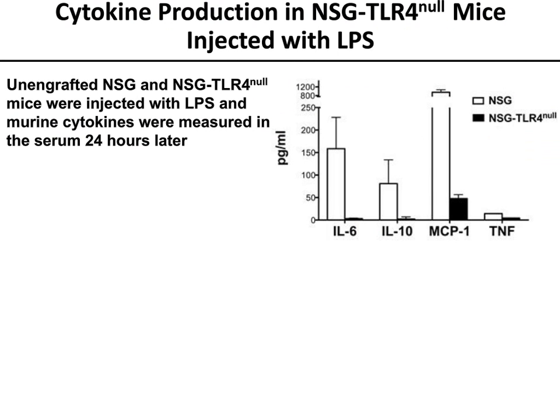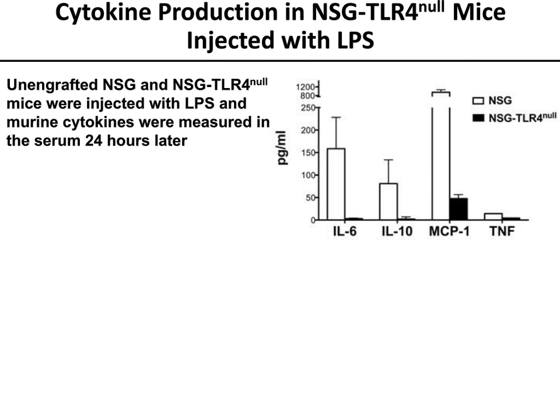So we created this mouse, and as a proof of concept, we took unengrafted NSG or NSG TLR4 animals, so no human immune system, and we challenged them with LPS and looked at the production of mouse inflammatory cytokines, shown on the right. As you can see, the NSG animal can respond to LPS challenge, but an NSG animal lacking TLR4 is very ineffective at responding. So now we have a mouse model where we can study the TLR4-mediated response by human cells in the absence of the mouse response.